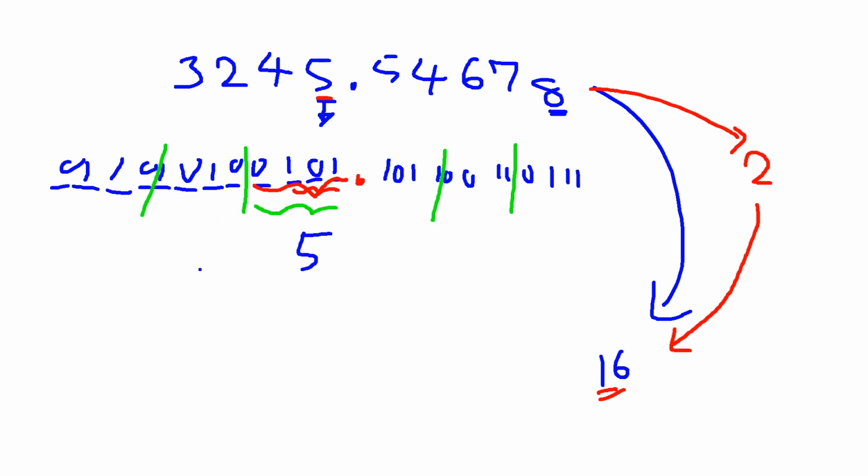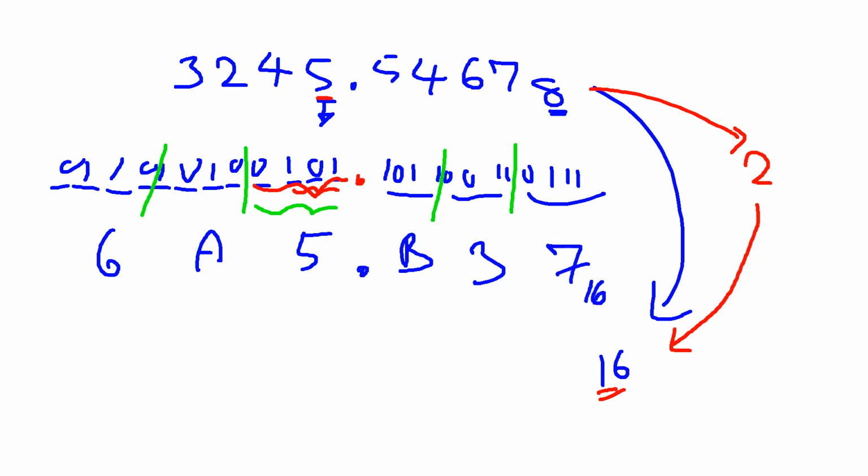1, 0, 1, 0 is A, right? And 0, 1, 1, 0 is 6. Okay. Dot. What? This is 1, 0, 1, 0, which is B, right? And this one is 3, and this one is 7. That's all. Finish. It's faster than converting to radix 10 or decimal first.